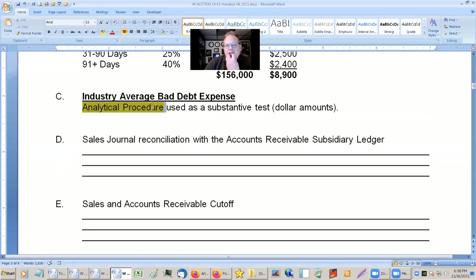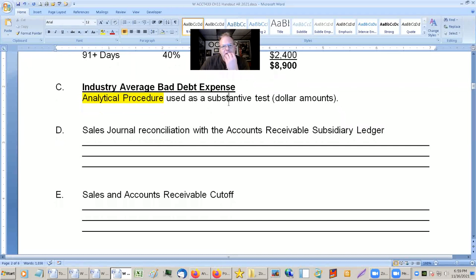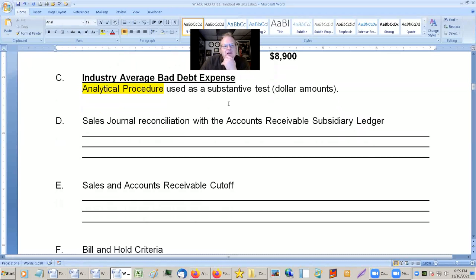So these are analytical procedures. Usually they just point you in the right direction, but they could also be used as a substantive test to say, look, the industry average is 3.5%. You guys are using 2.1%. Why? Your customers are the same as everybody else's. So these are used as a substantive test. This is kind of a strange one, and it's one of the few things where you'll actually find analytical procedures that can be used for substantive tests. Question on that? Okay.